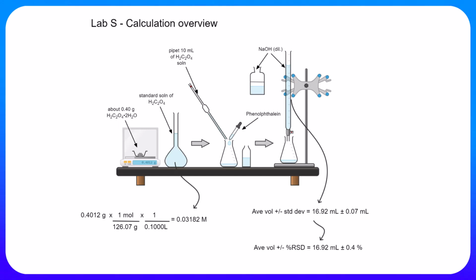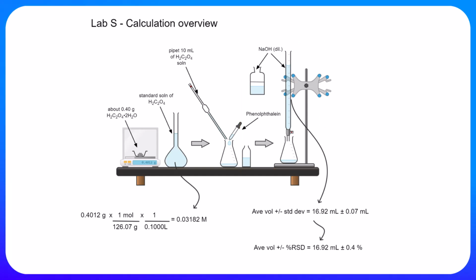So the idea here is you prepared a primary standard of oxalic acid dihydrate. Using that primary standard, you pipetted 10 milliliters, understand that that's 10.00 mils of the oxalic acid, into an Erlenmeyer. You titrated this with your secondary standard, sodium hydroxide.